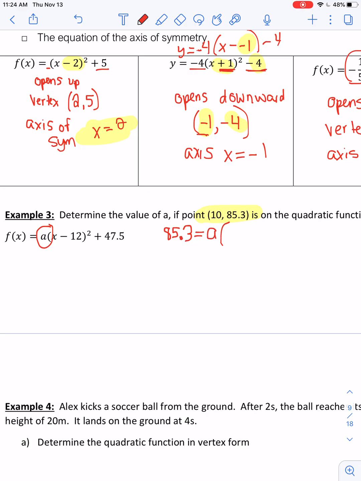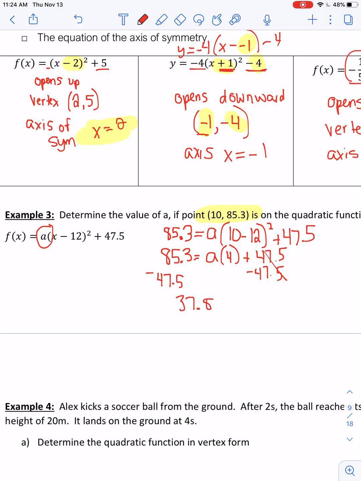And I'm going to replace x with 10. Now let's go ahead and try to solve for a. So I have 85.3. 10 minus 12 squared gives me +4. Now to solve, I'm going to subtract that 47.5 over to the other side. And that gives me 37.8.